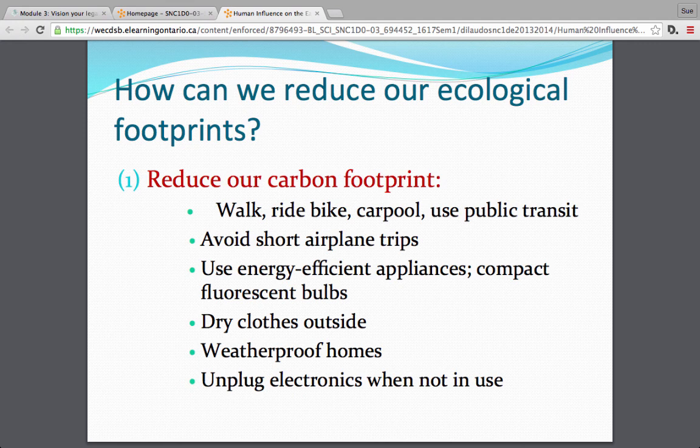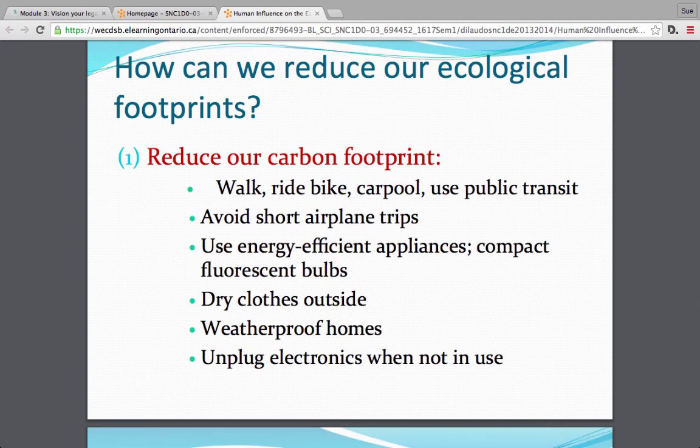We could use our dryer less. We could choose to dry our clothes outside, particularly in the summertime, to cut back on our energy usage in the dryer. And we can make sure our homes are weatherproof so that we're not losing out on some of that energy by having leaky windows and doors. Also, with our electronics, we could try to unplug them when not in use to cut down on that source of energy usage as well.